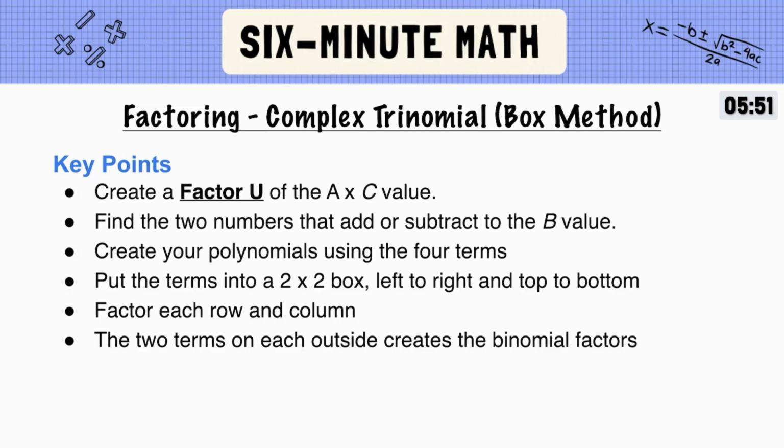So here we go. The first key point is that we are going to create a factor of our a times c value. We're going to find two numbers that add or subtract to that middle b value, and we are going to create a polynomial using the 4 terms. We are going to split that b value with those two numbers. We're going to put our terms in a 2x2 box, left to right, top to bottom, and then we are going to factor each row and column. The two terms on the outside of our box create our binomial factors.